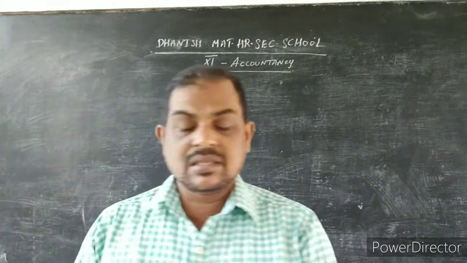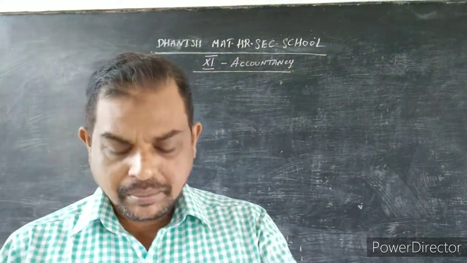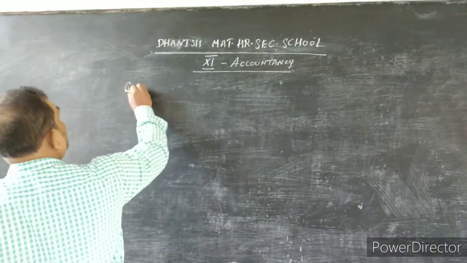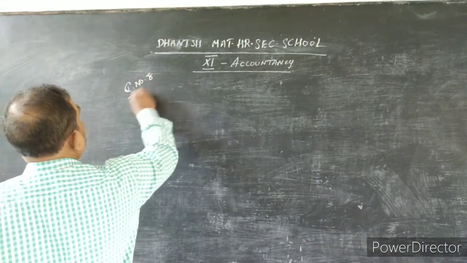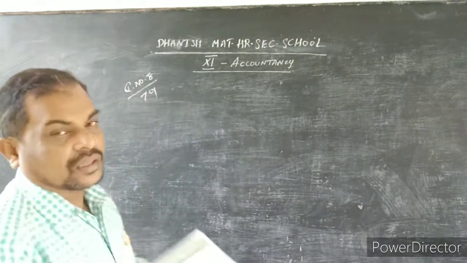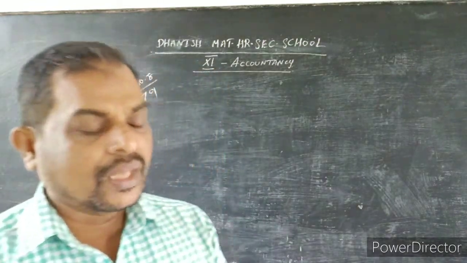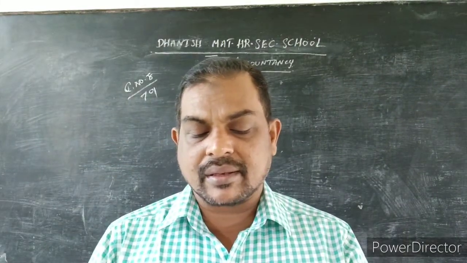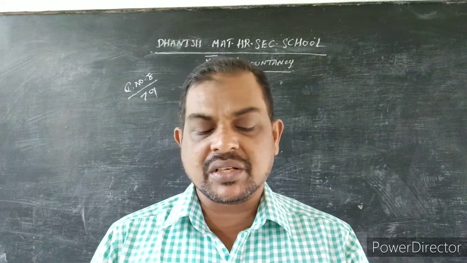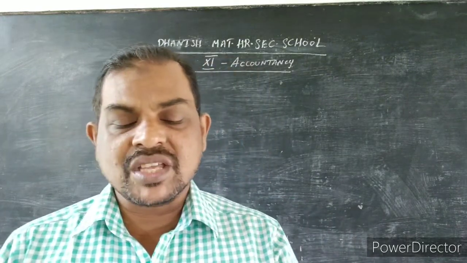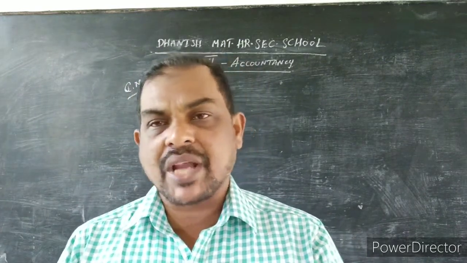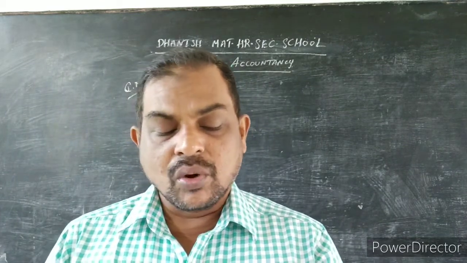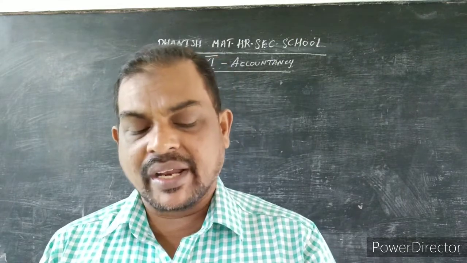Take exercise question number 8, page number 79. Enter the following transactions in the books of Ganeshan and post them into the ledger. So, first we have to pass the journal entries with the help of the given transactions, and then we have to post them into the ledger. First we have to prepare the journal entries.